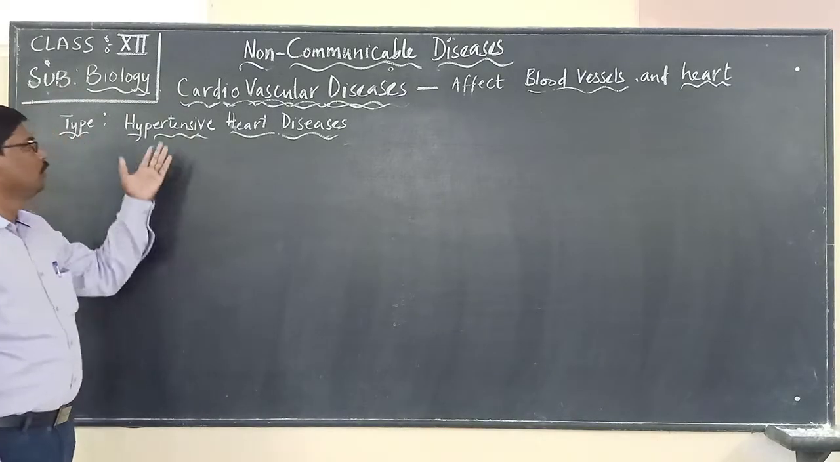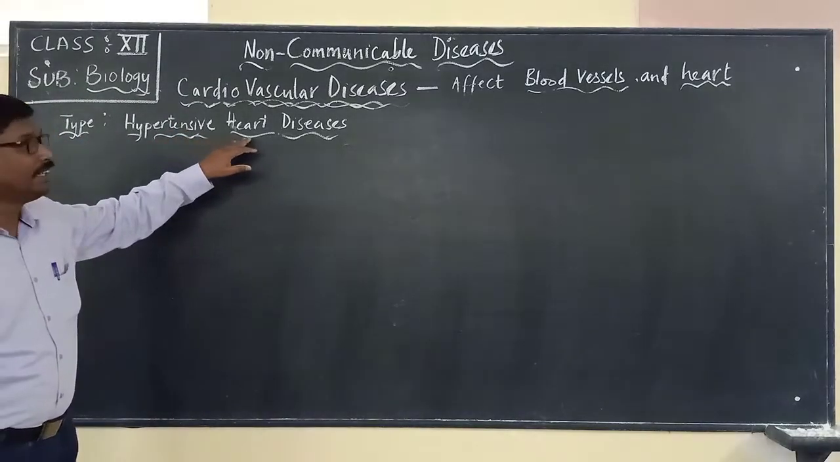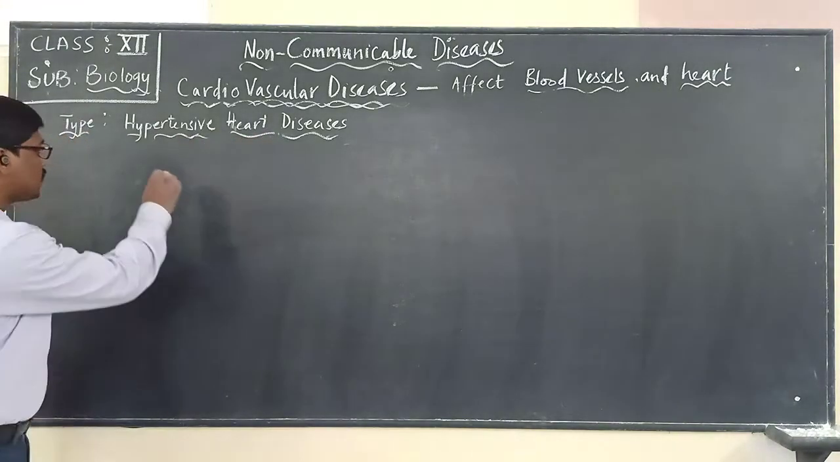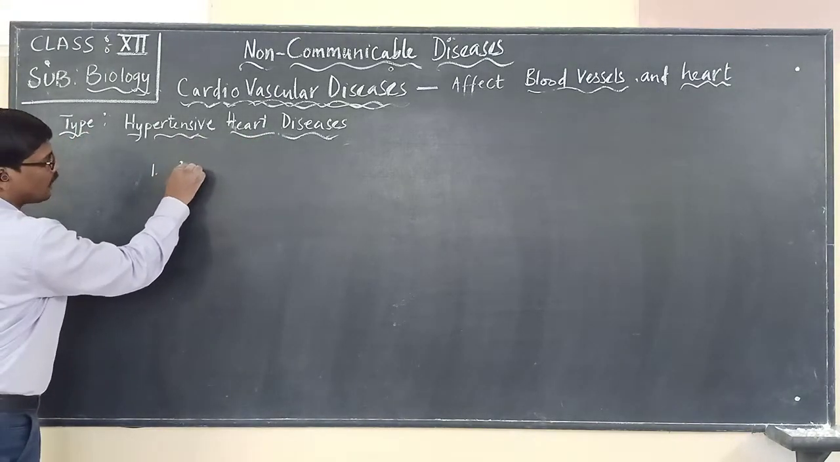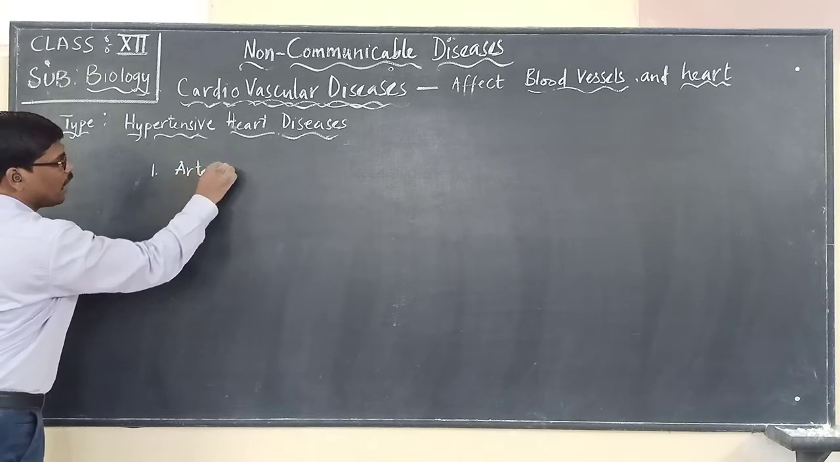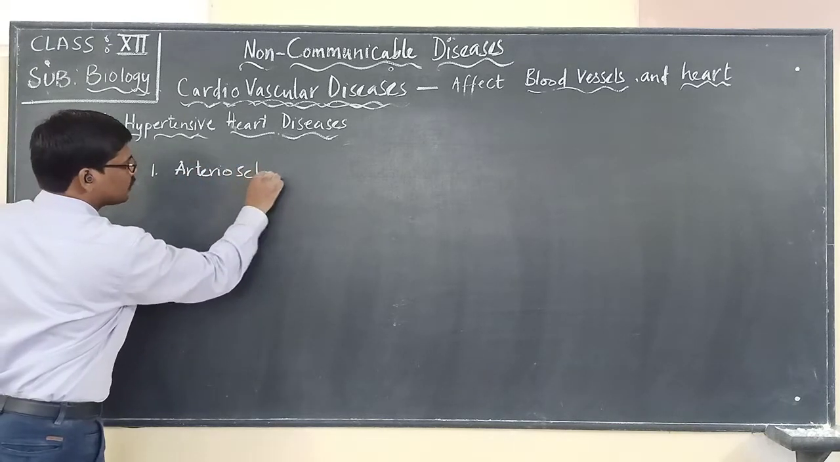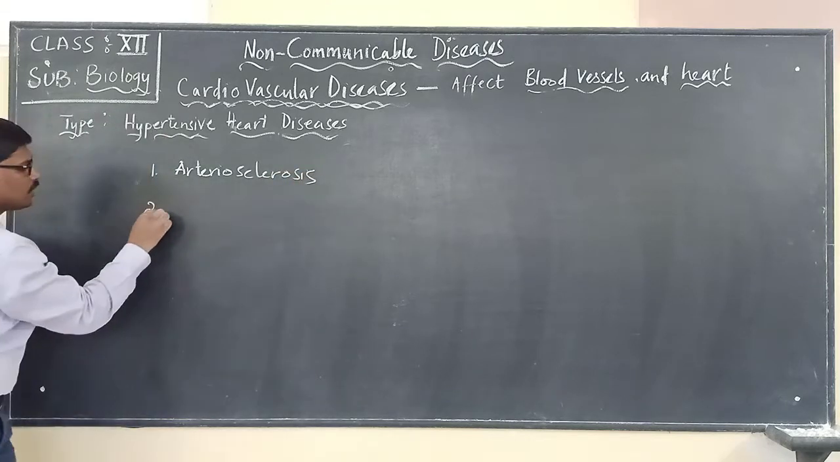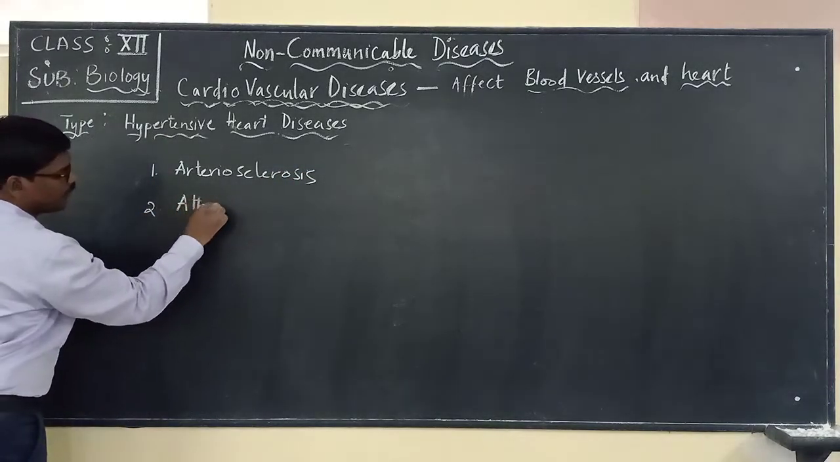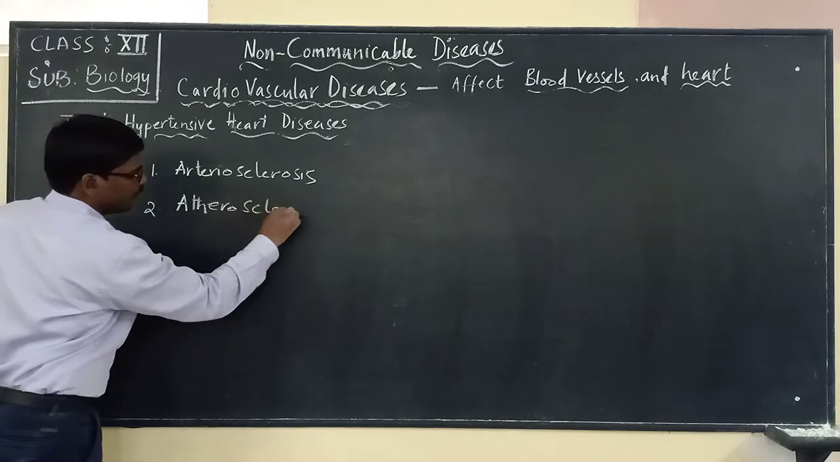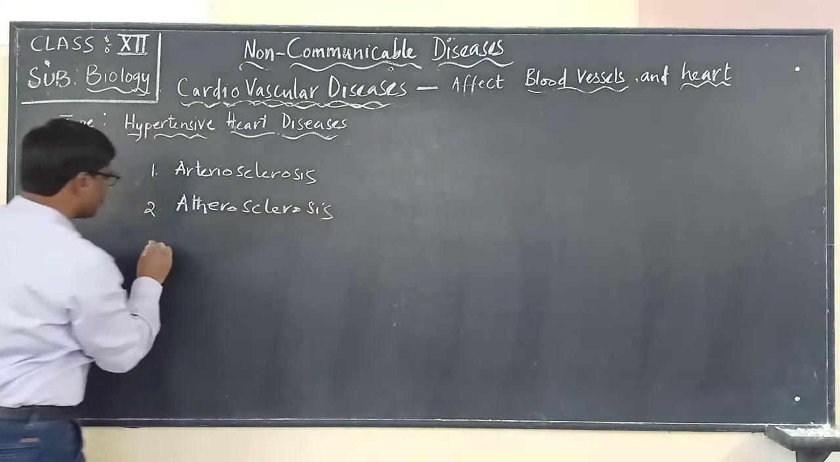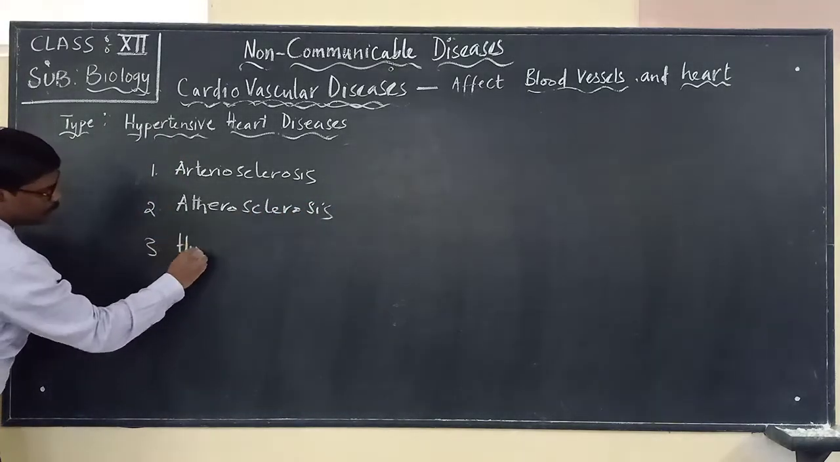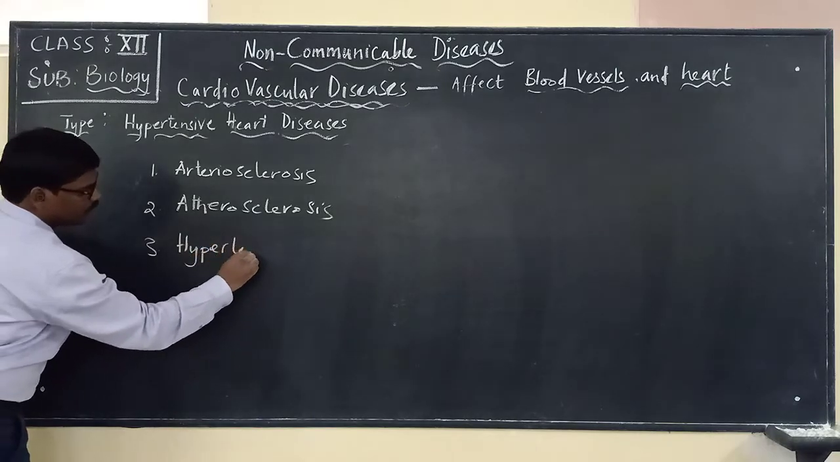So in this video we discussed what? Hypertensive heart diseases. The first disease that we studied is arteriosclerosis. And the second one is what? Atherosclerosis, we studied. And the next one we studied is hypertension.